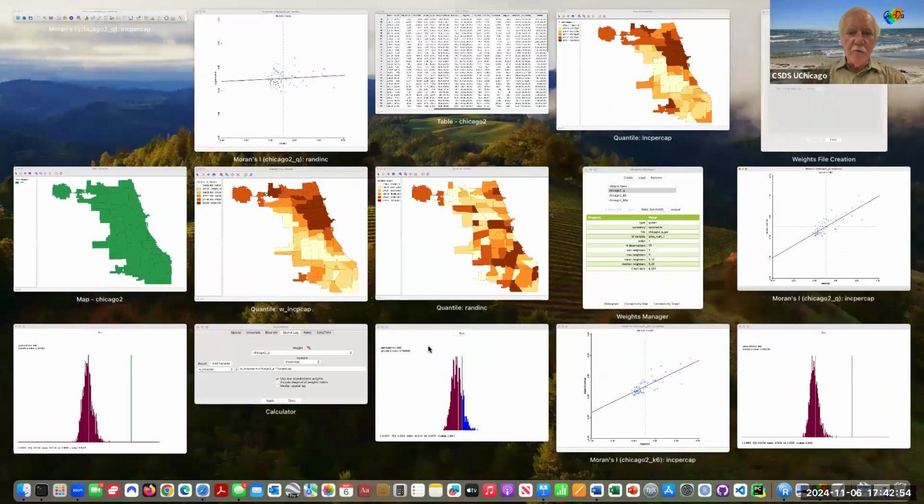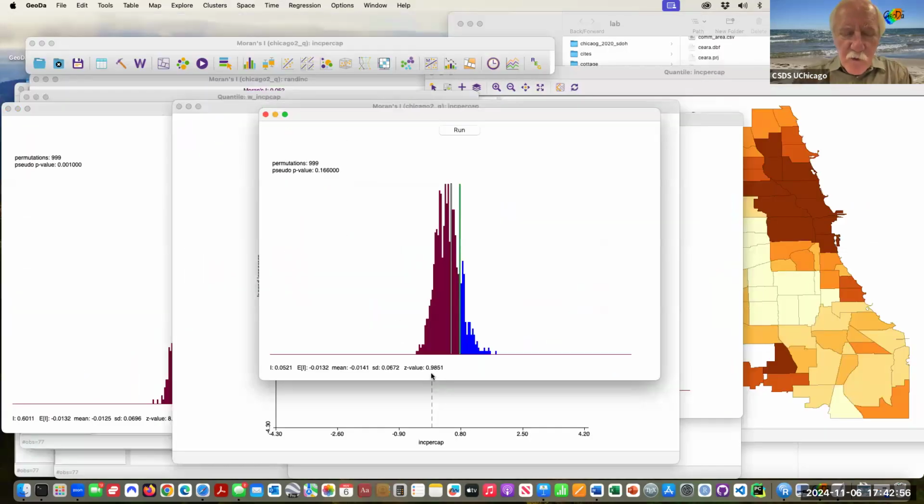Where is our random one? Here we have a z value of 0.985. So way lower.